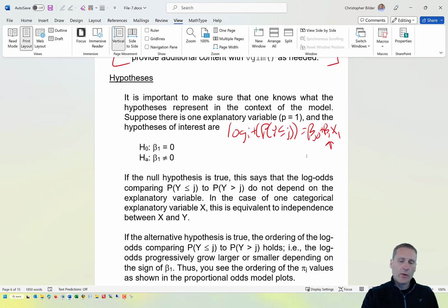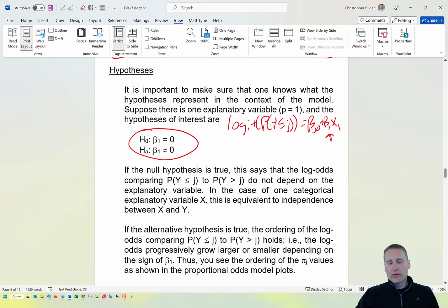Suppose I want to look at this beta 1 parameter to evaluate the importance of x1 in our model. The way I would do that is similar to what we've seen before: do a hypothesis test for beta 1 equal to 0 or not. If the null hypothesis is true, then x doesn't have an effect on the response. In a contingency table setting like this, let's say we had an indicator variable with two rows, we can say that x is independent of y.